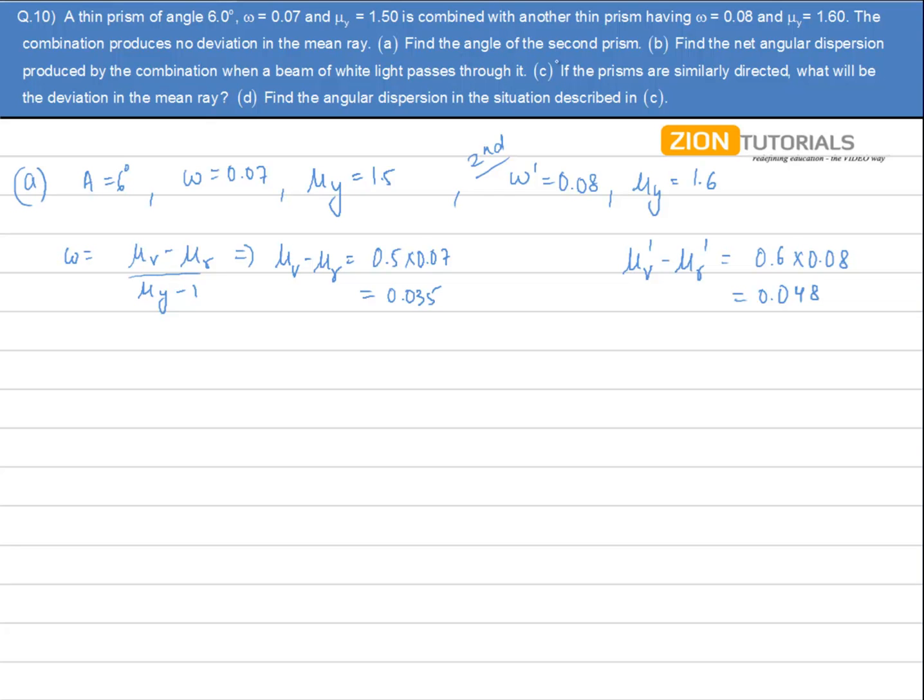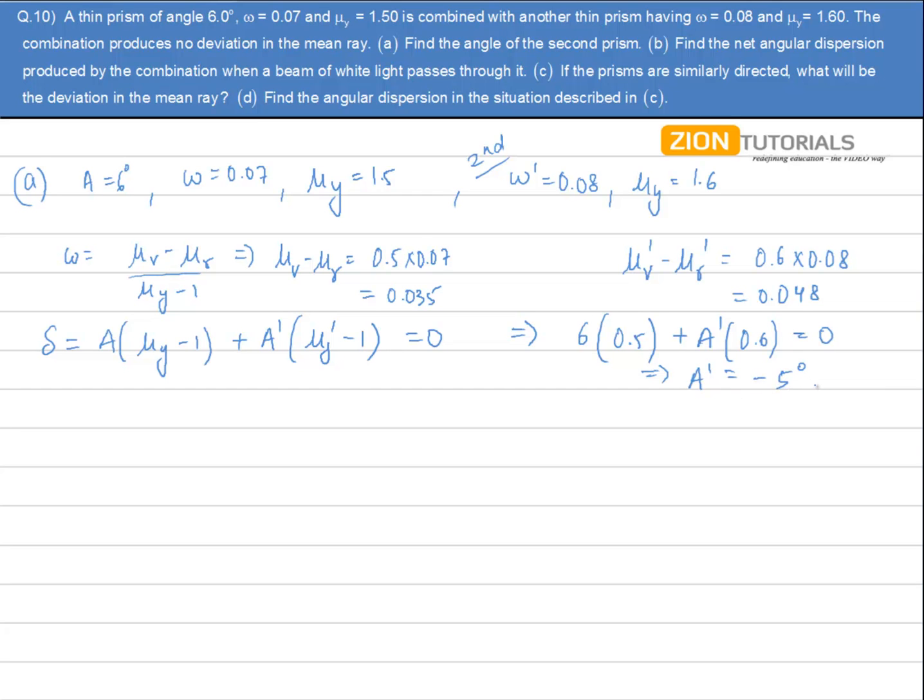Now since we have to calculate the angle of the prism where there is no deviation, the net deviation delta is given by A into mu y minus 1 plus A dash into mu y dash minus 1. This is the deviation. Now this has to be 0. So this implies that 6 degree into 0.5 plus A dash into 0.6 would be equal to 0. That means A dash would be equal to minus 5 degree.